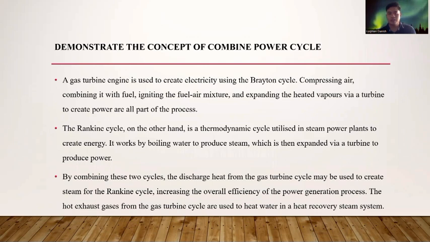The gas turbine engine is used to create electricity by using the Brayton cycle: compressing air, combining it with fuel, igniting the fuel-air mixture, and expanding the heated vapor via the turbine to create power are all part of the process. The Rankine cycle, on the other hand, is a thermodynamic cycle utilized in steam power plants to create energy. It works by boiling water to produce steam, which is then expanded via the turbine to produce power.